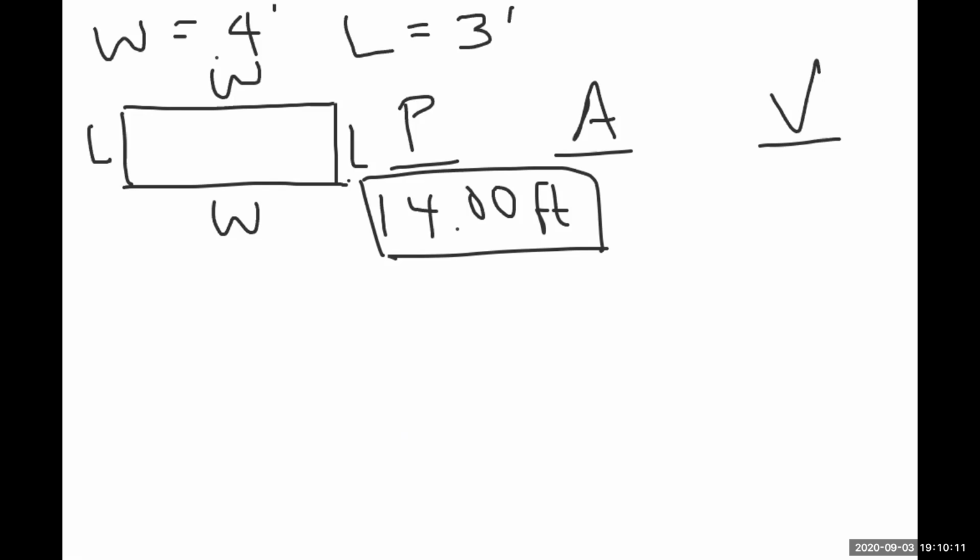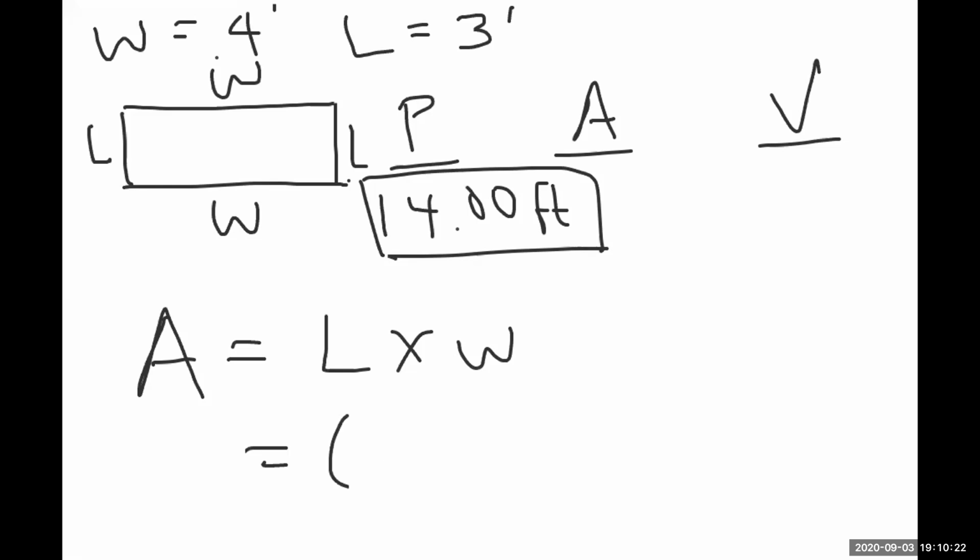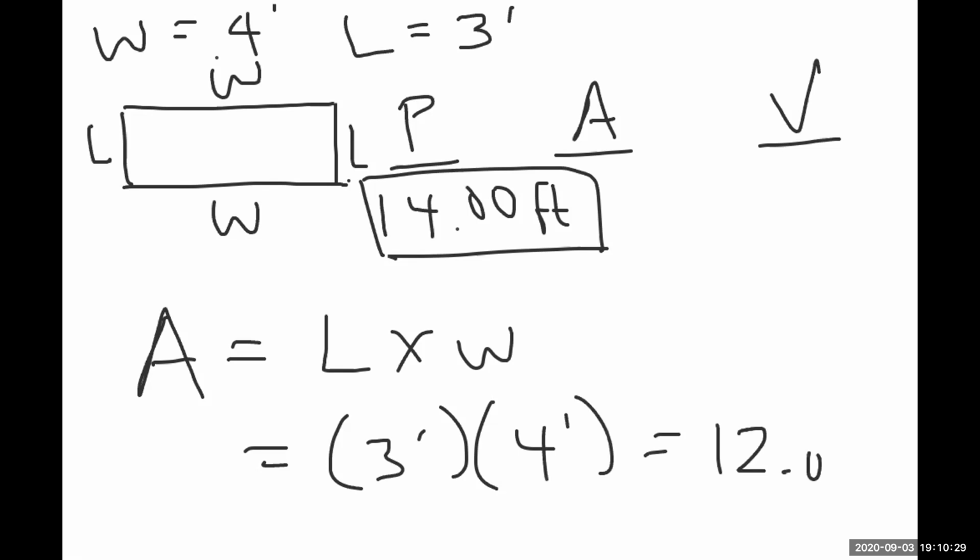Area is length times width. So the area of a rectangle is length times width. If we have the length as 3 feet and the width as 4 feet, that equals 12.00 square feet.